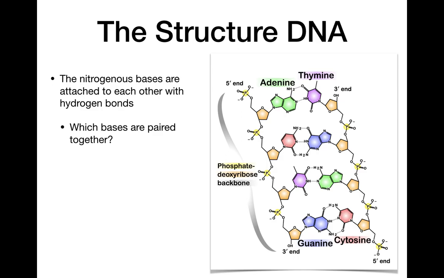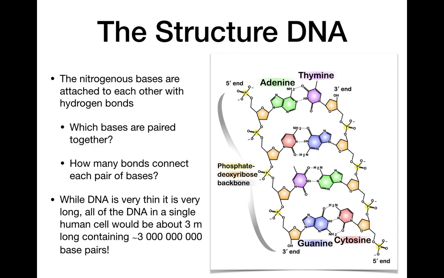And hopefully what you're seeing is that A and T are always together, and that C and G are always together. And then if you look at those pairs, how many bonds connect each pair of bases? So if we look, we see that adenine and thymine, A and T, always have two hydrogen bonds connecting them, and that cytosine and guanine, the G's and C's, always have three hydrogen bonds connecting them. Okay, notice again we have here the phosphate sugar backbone, and that's going 5' to 3' in opposite directions, anti-parallel strands.